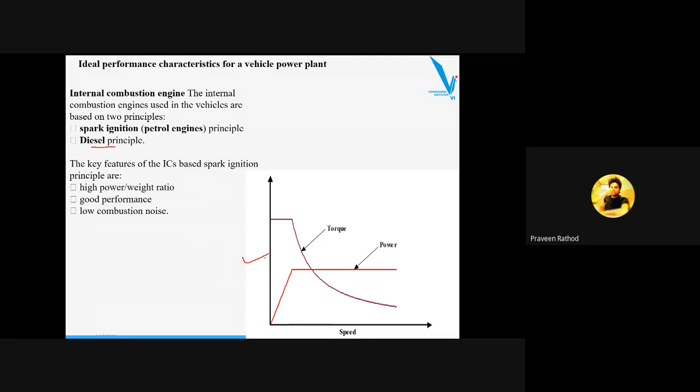You can see the two curves shown in the figure. One is for the torque and another is for the power plant. Here, initially the speed is constant. You can see at lower speed the torque is low. Like in first gear, do we get the torque? Anybody? Any answers?